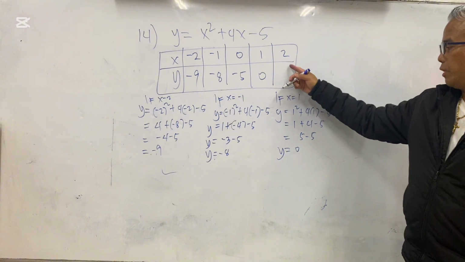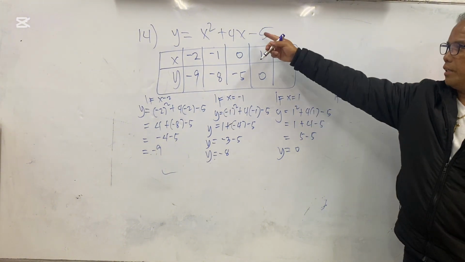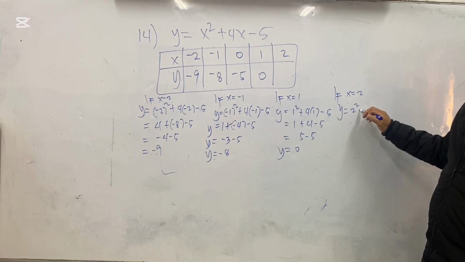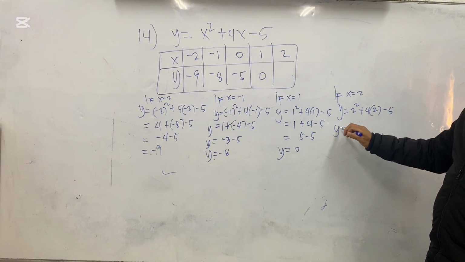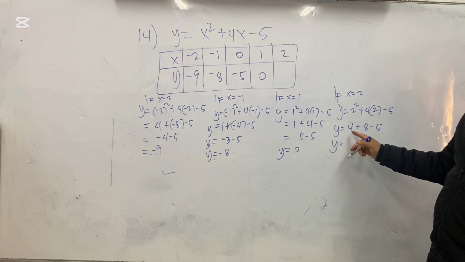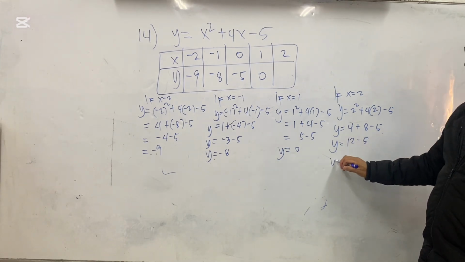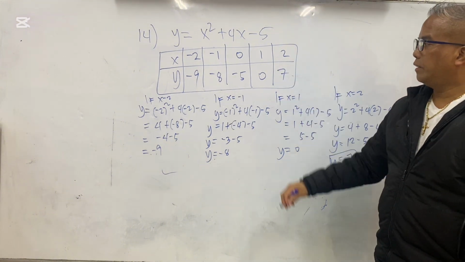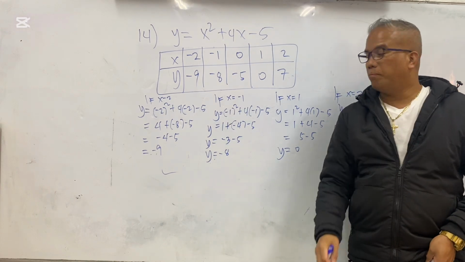And then if x equals 2, we will use again this quadratic function: y equals 2 squared, then plus 4 times 2 minus 5. Y equals 4 plus 8 minus 5. Y equals 4 plus 8 equals 12, minus 5. Y equals 7. So the answer now is 7 here. Okay, so we already completed the table of values.